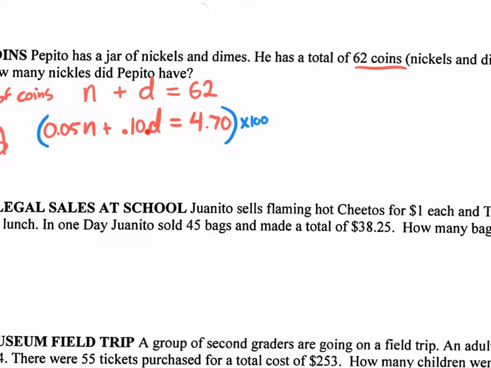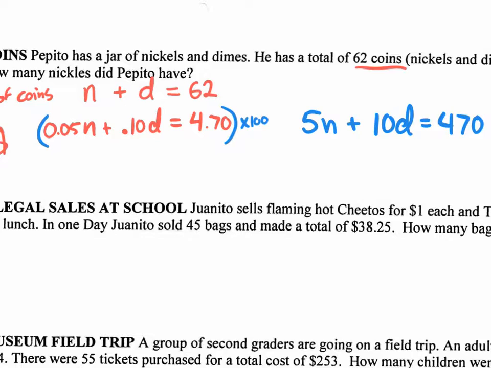Moving it over 2 spots, it'll make it a regular 10 with the D. Moving it over 2 spots, it'd make it 470 instead of 4.70. So let me do that. Let me multiply the bottom equation by 100, moving everything over 2 decimal places. That'll become a 5N. That'll become a plus 10D. And that'll become a 470.